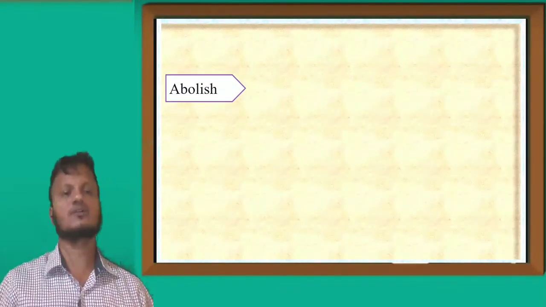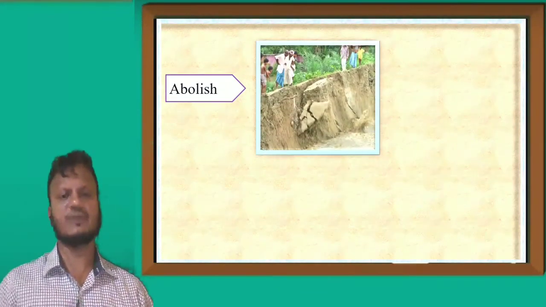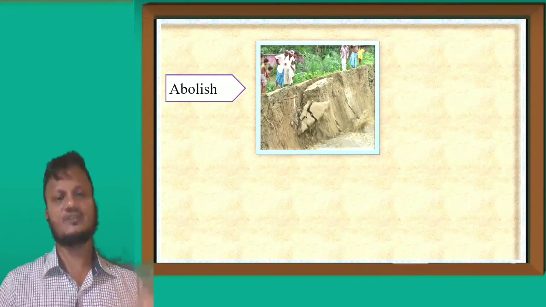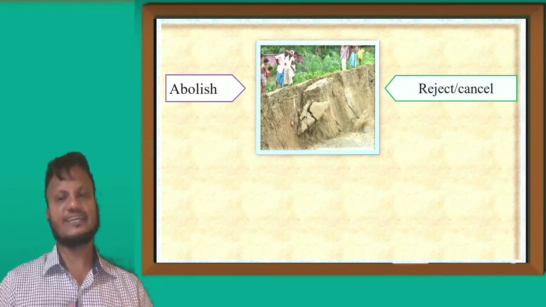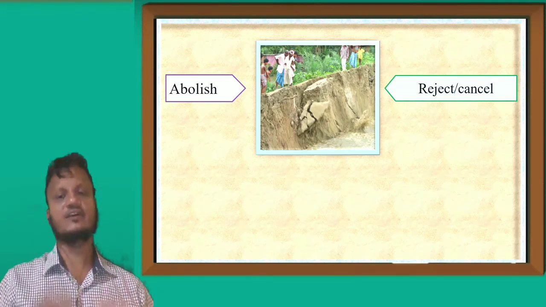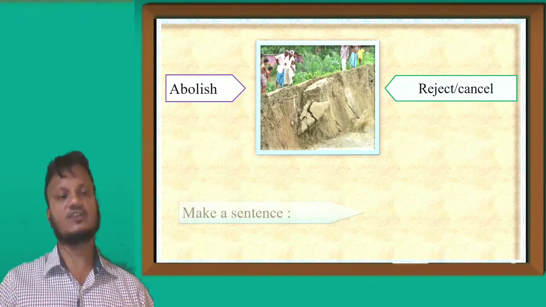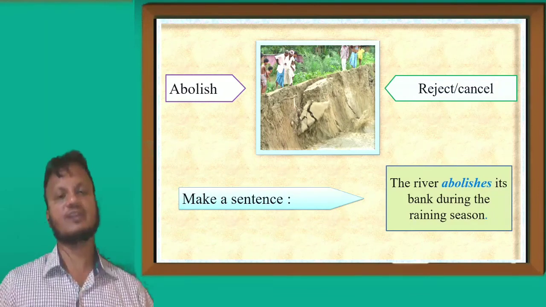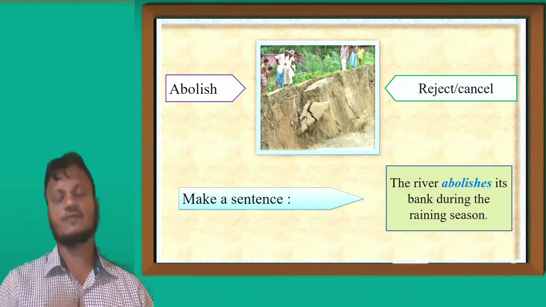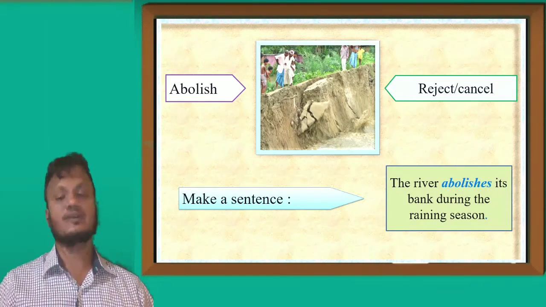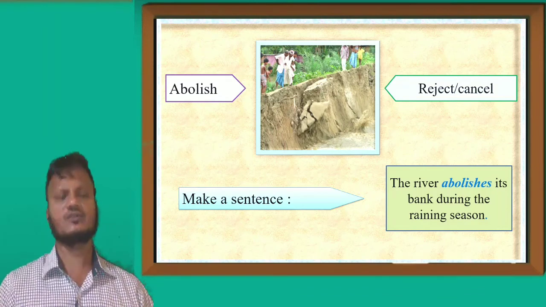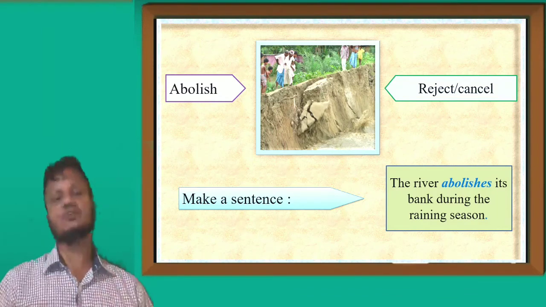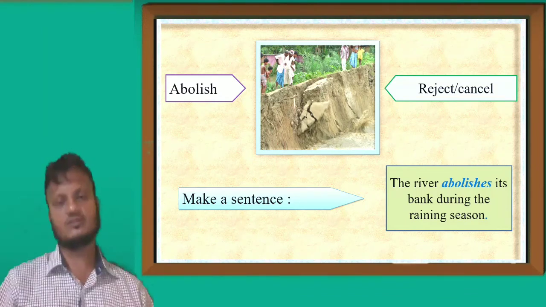Another word, abolish. What is the meaning of abolish? Abolish means decay, destroy, reject, cancel. Now can you make a sentence with the word abolish? Here I have given a sentence: The river abolishes its banks during a rainy season. You can make more sentences from your own memory.